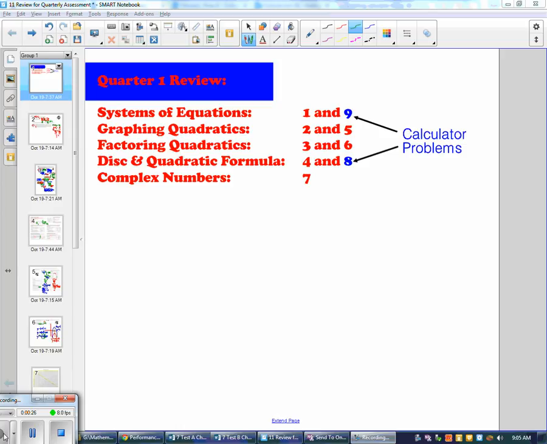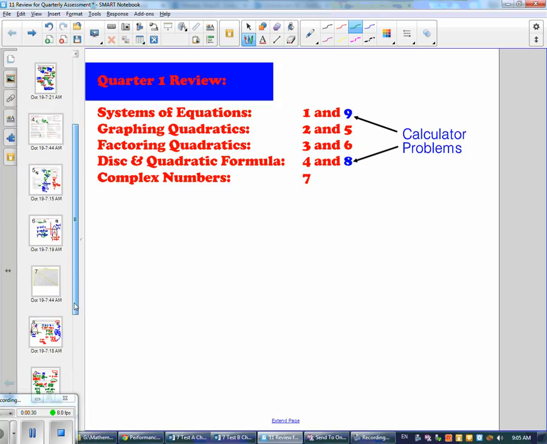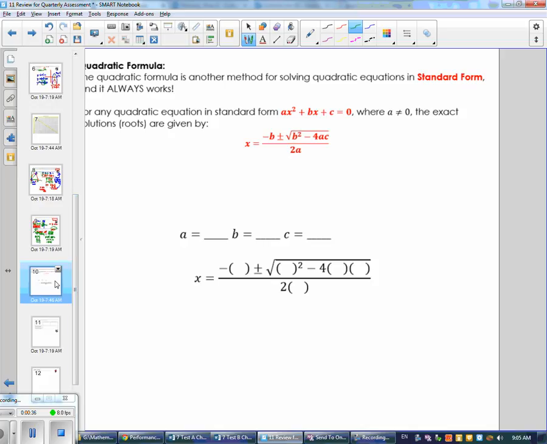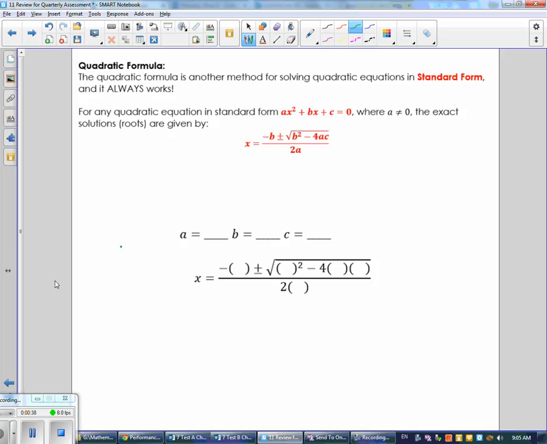So we're going to scoot on over to problems 4 and 8 from the review guide. Number 4 is a non-calculator question. Number 8, you can use your calculator. Before we do that, though, let's just review what the quadratic formula is.